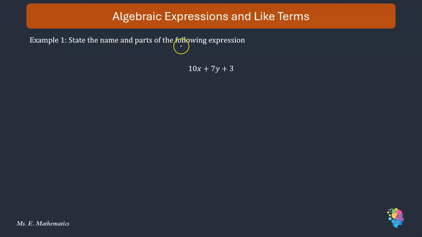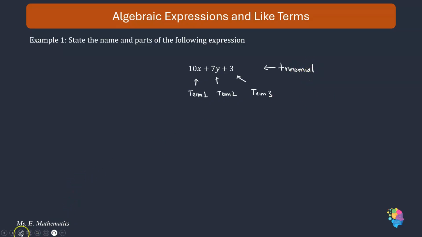State the name and parts of the following expression. Well, because this expression has three terms, 10x will be the first one, 7y is the second, and this 3 is the third one, then this is called a trinomial. There, we found the name.